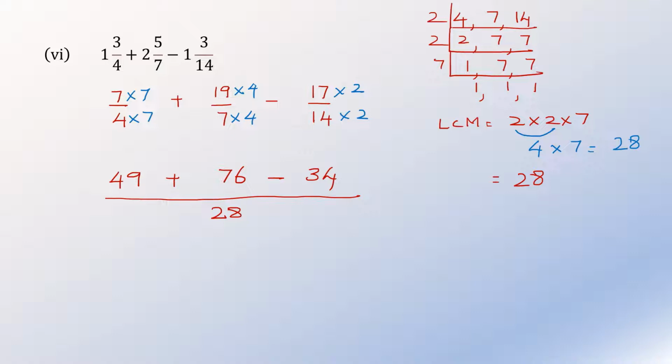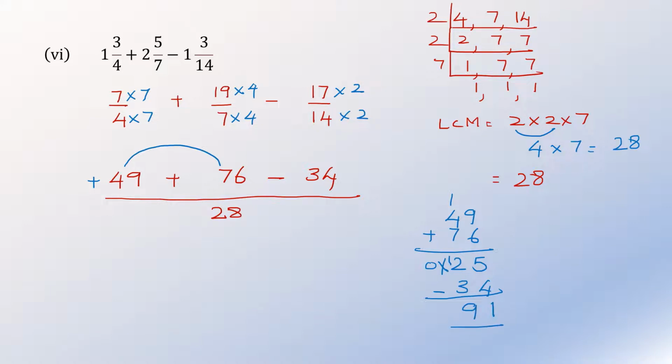Add up the numbers which have the same sign. 49 has a plus sign, so let's add up these two. 49 plus 76. 6 plus 9 is 15, carry 1. 4 plus 1 is 5. 5 plus 7 is 12. So we've got 125. Now minus 34. 5 minus 4 is 1. 2 minus 3 you can't, you borrow. 12 minus 3 is 9. So we've got 91. So this becomes 91 by 28, which is an improper fraction.